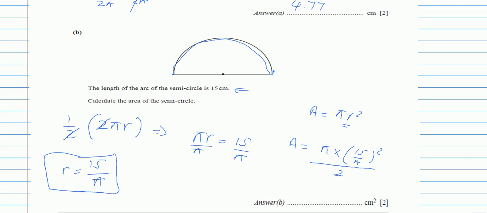So I will get 35.80 and so on. To 3 significant figures, it will be 35.8. Okay, now let's see the next question then.